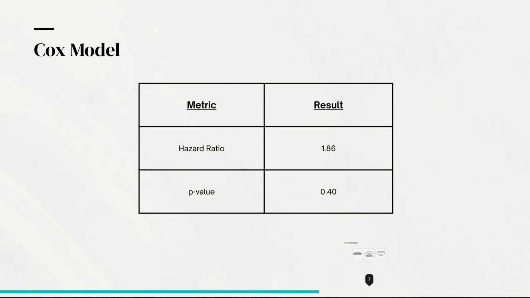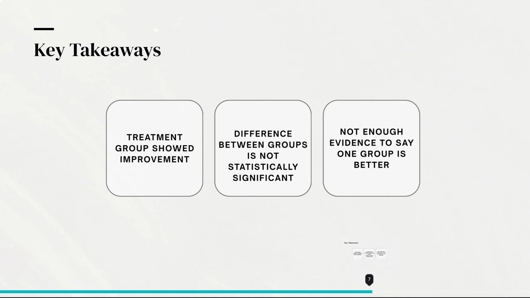Moving on to some key takeaways here from the analysis. Overall, the treatment group showed some improvement in task completion speed. However, that being said, the difference between the groups was not statistically significant. Because of this, there's not enough evidence to confidently conclude that one group really performed better than the other. This highlights the importance of not relying solely on visual patterns when we interpret results.